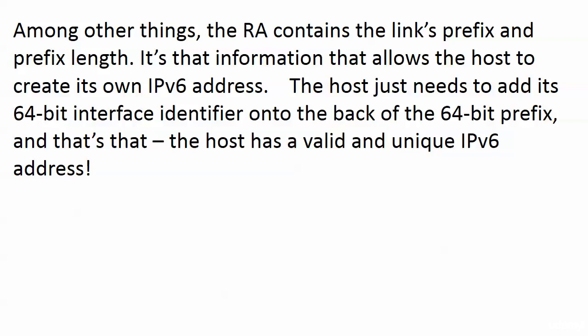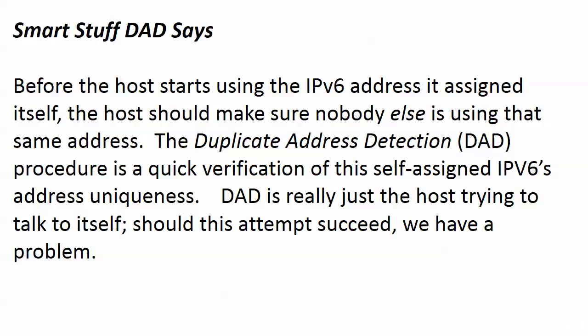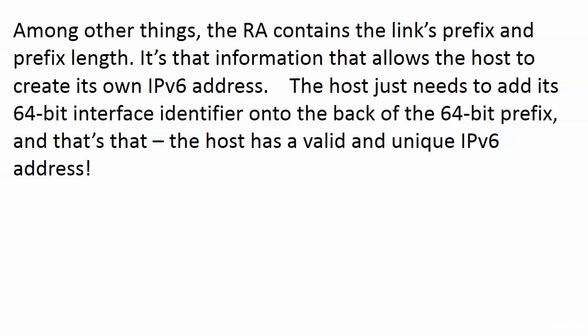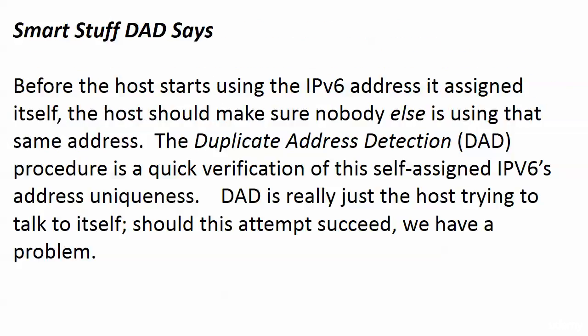All the host needs to do is take its 64-bit interface identifier, there's that value again, you tack that onto the back of the 64-bit prefix, and what do we got? We got a 128-bit valid and unique IP version 6 address. Well, we think it's unique. Let's look at that again. Valid and unique. We're assuming it's valid. We're assuming it's unique, but it would be a really good idea to have somebody check. And actually, Dad's going to check that for us, and we'll talk about that on the very next video.